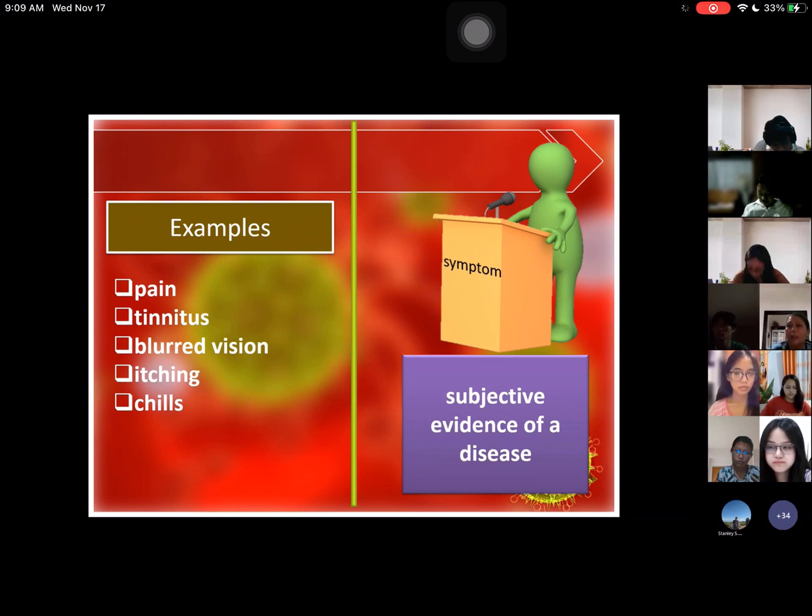can only be said or told to the physicians or the doctors. Sasabihin mo so that they will be able to know, or actually confirm, what your infection or the disease is. So these are the examples of the symptoms.